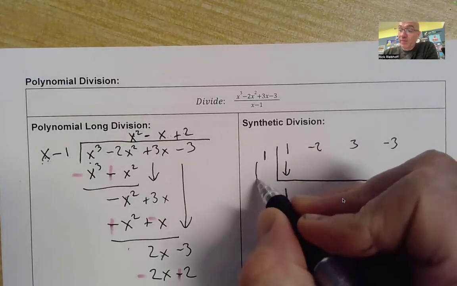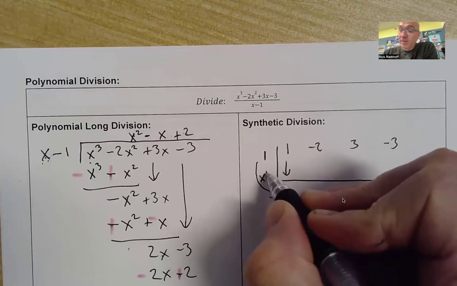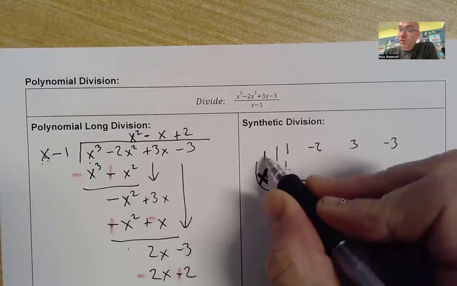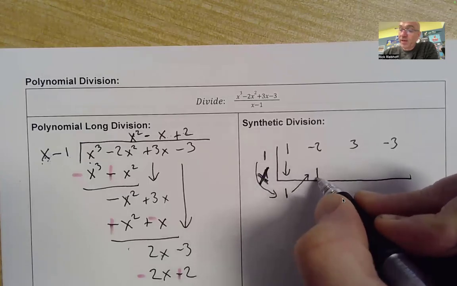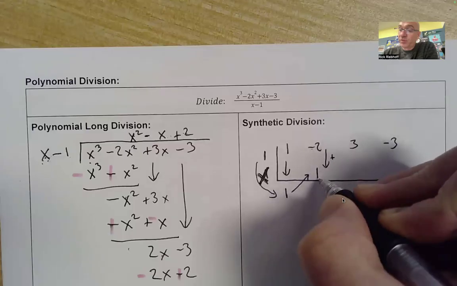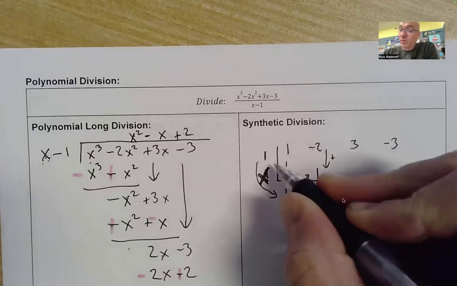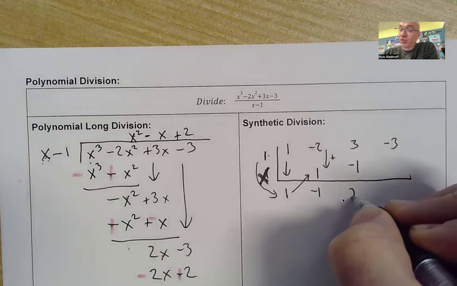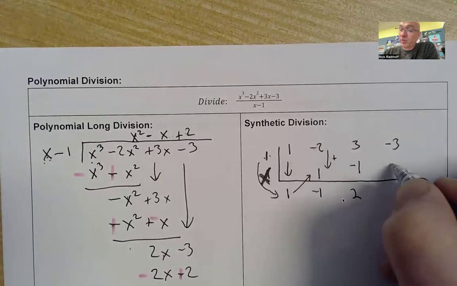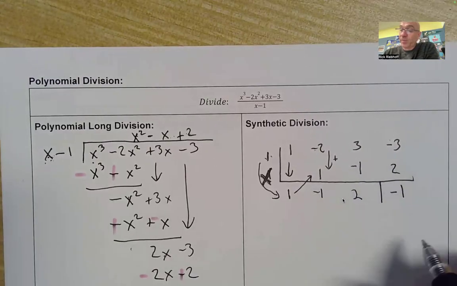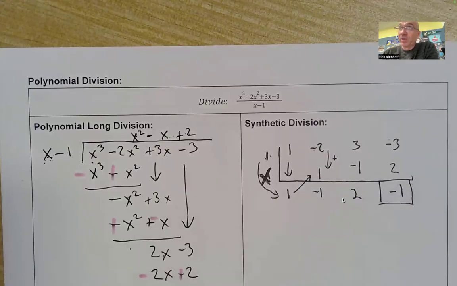1 times 1. I'll even write this in. This is times. So you multiply here. 1 times 1. That number goes there. And then we always add down. So -2 plus 1 is -1. 1 times -1 is -1. Add down, 2. 1 times 2 is 2. Add down. That's -1.